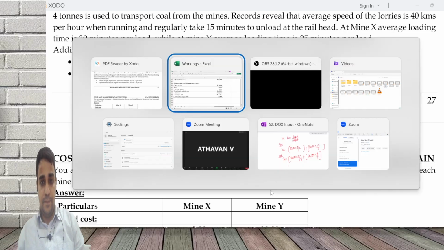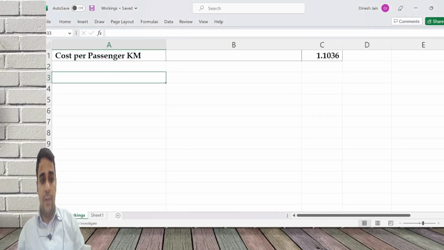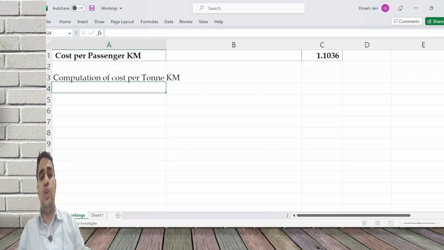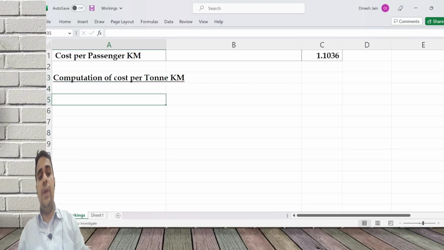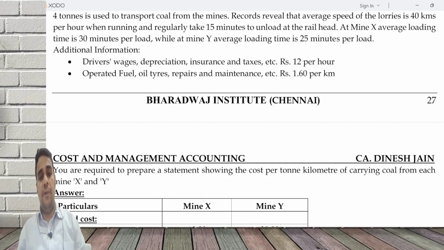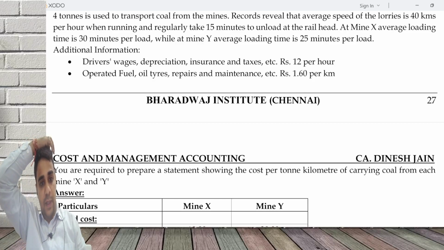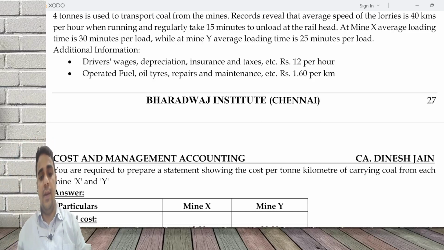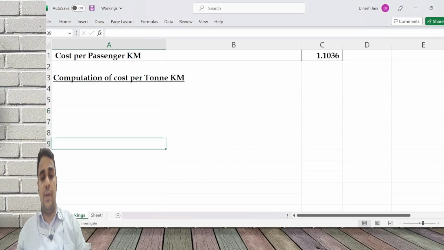Let's start. Slightly different from the normal question. Computation of cost per ton kilometer. In this material, I've just added those newer set of questions. If anything unique is there, because if I consider those new RTPs, MTPs and all, the number of questions will be very high. So I have picked and chosen only those questions which need discussion here.